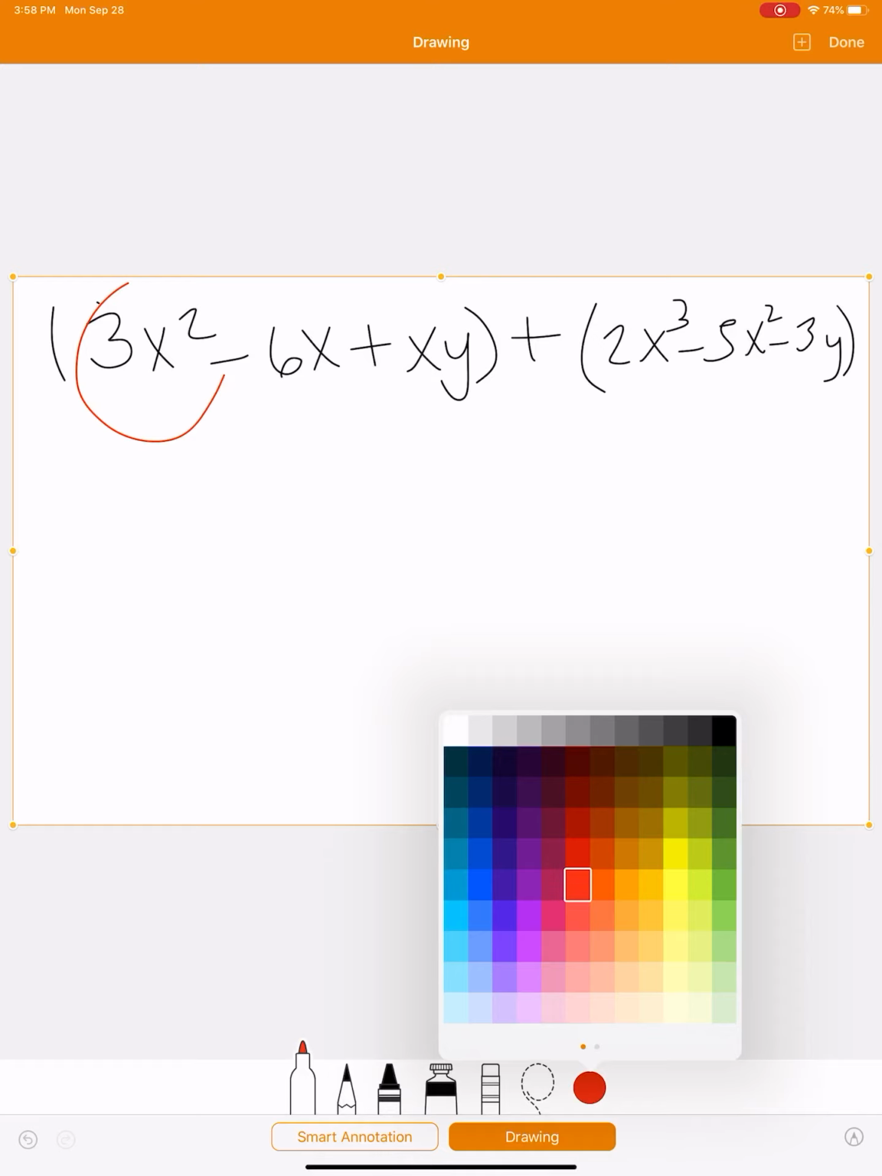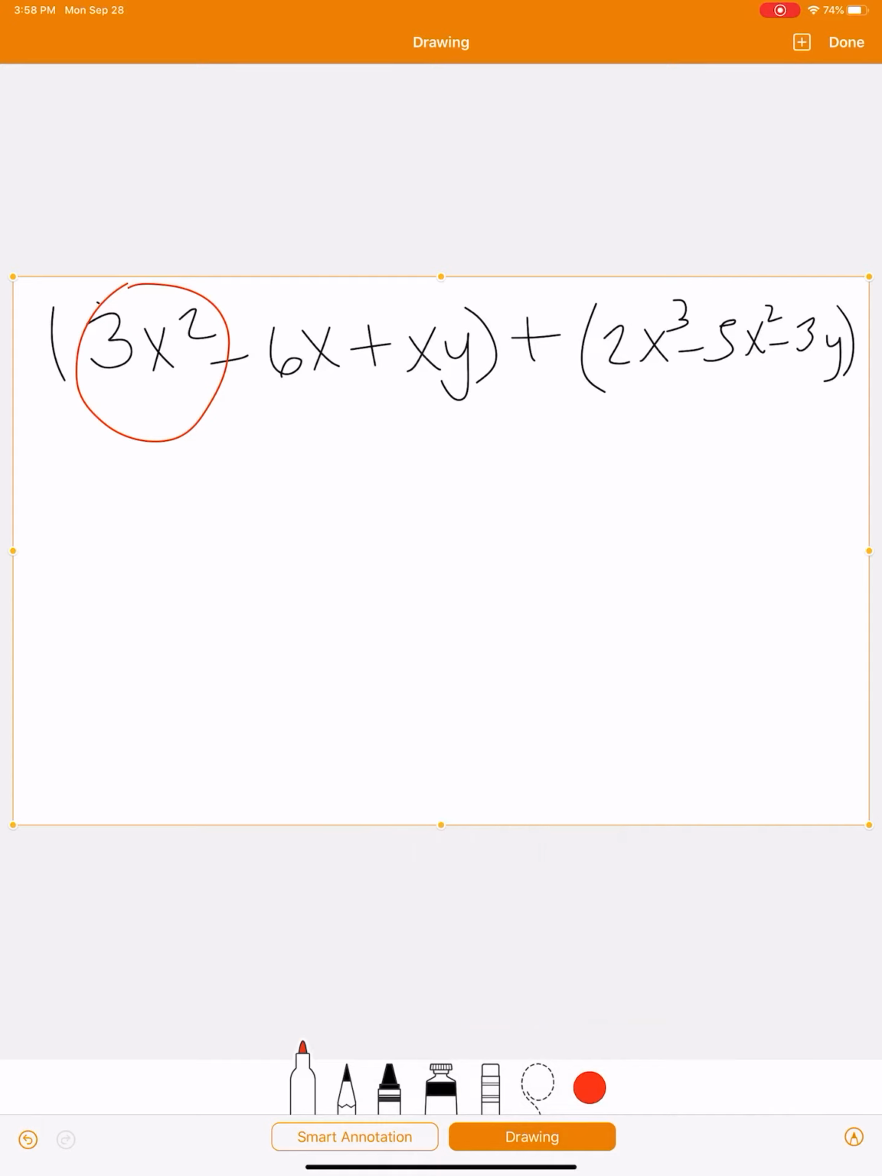like terms. My first like term is 3x squared. So I'm going to look at where I have an x squared in my other polynomial, and we see it's this 5x squared. Then I'm going to look, there's nothing that I can combine with this 6x, correct? Because none of them are like terms. And there's also none that I can combine with xy, right? And so because of that, the only like terms that I have are the x squareds.